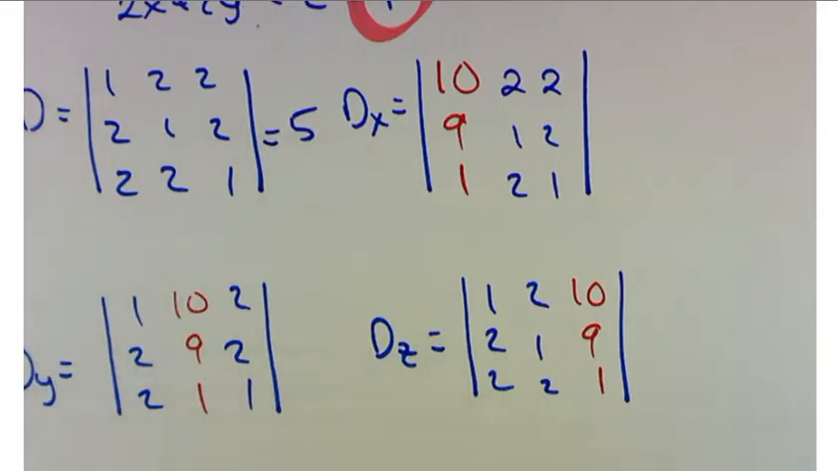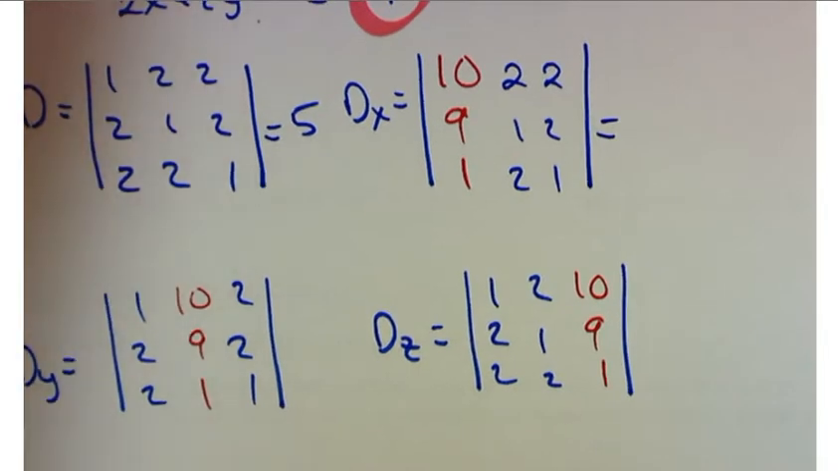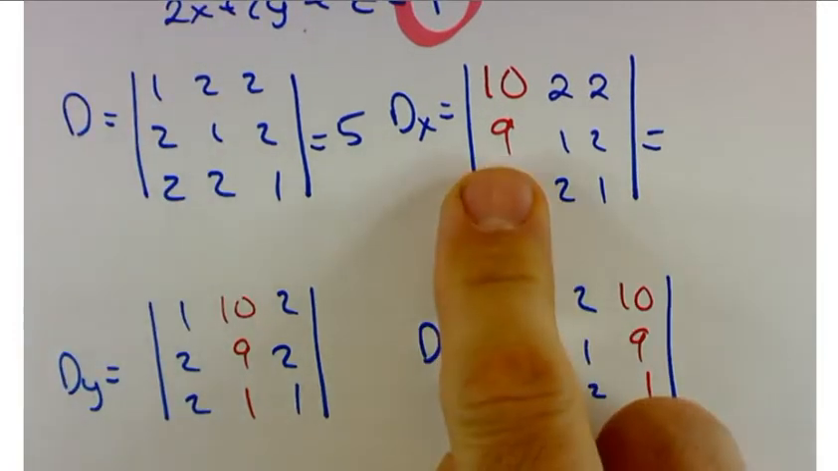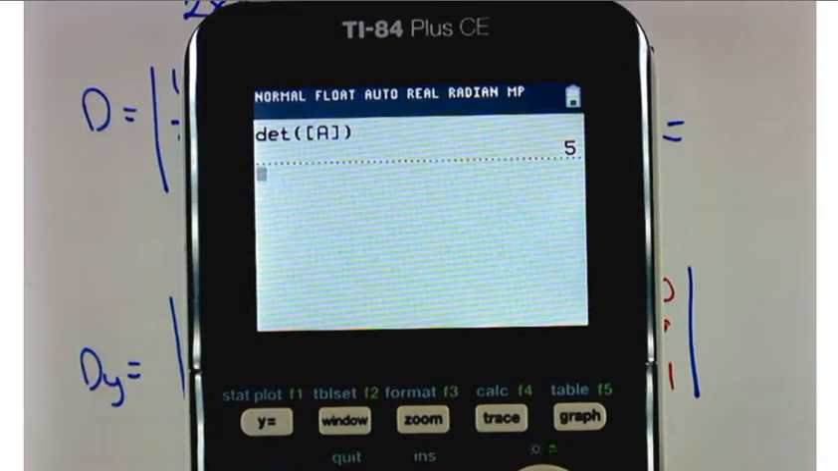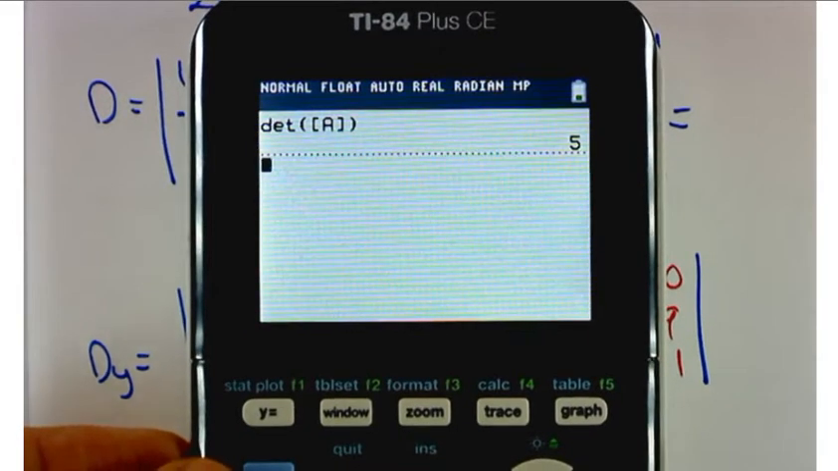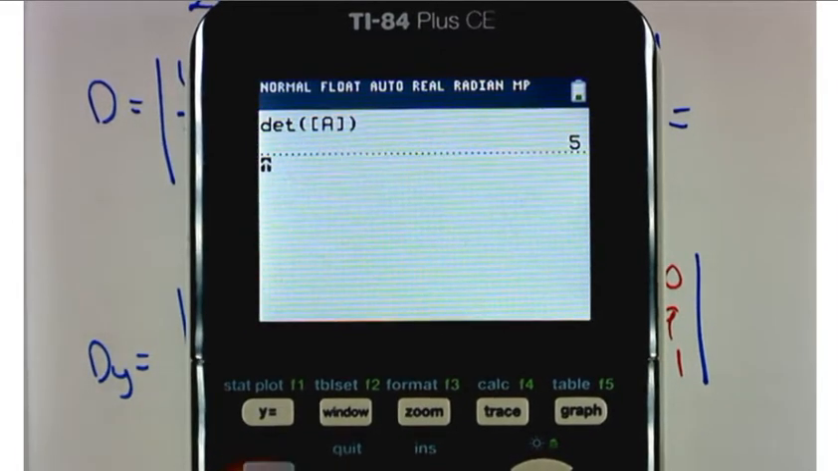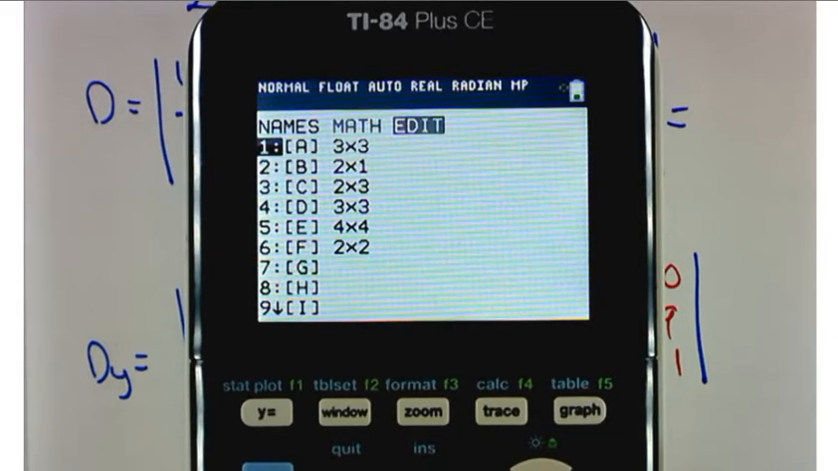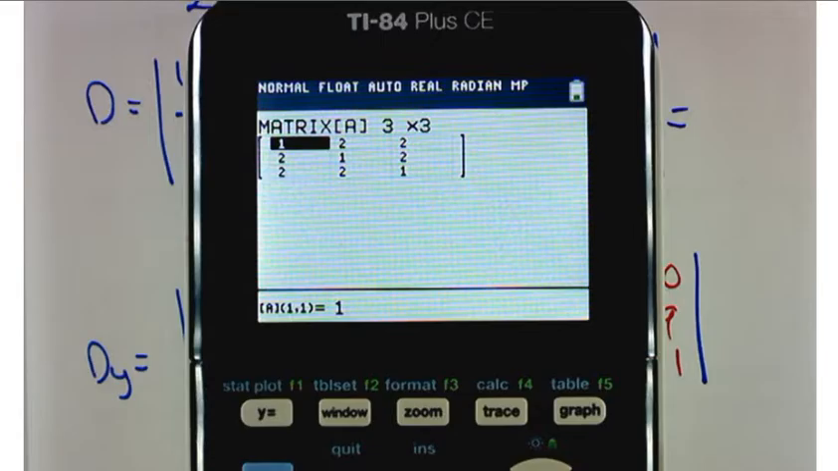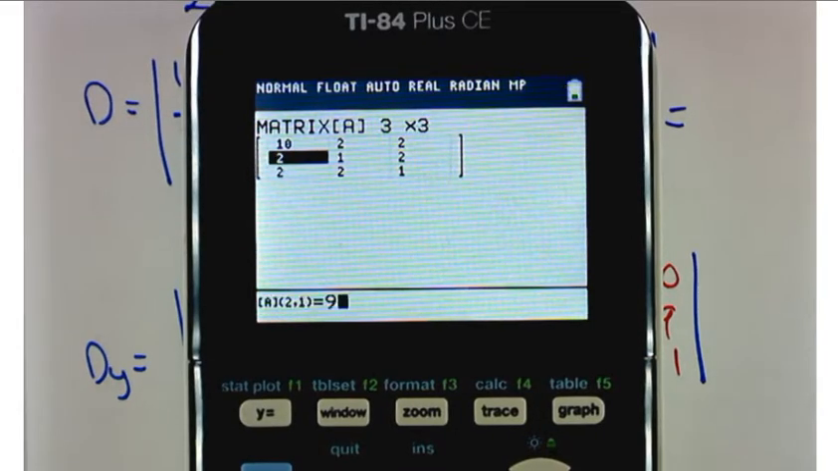Now, what you should do is go back and edit things to get this determinant. Now let me show you some tricks to help you make this a little bit faster. So let's go to second and then matrix, and we're going to edit matrix A. The only thing we need to change is the first column. I want 10, 9, and 1 in the first column. That's all I'm changing.